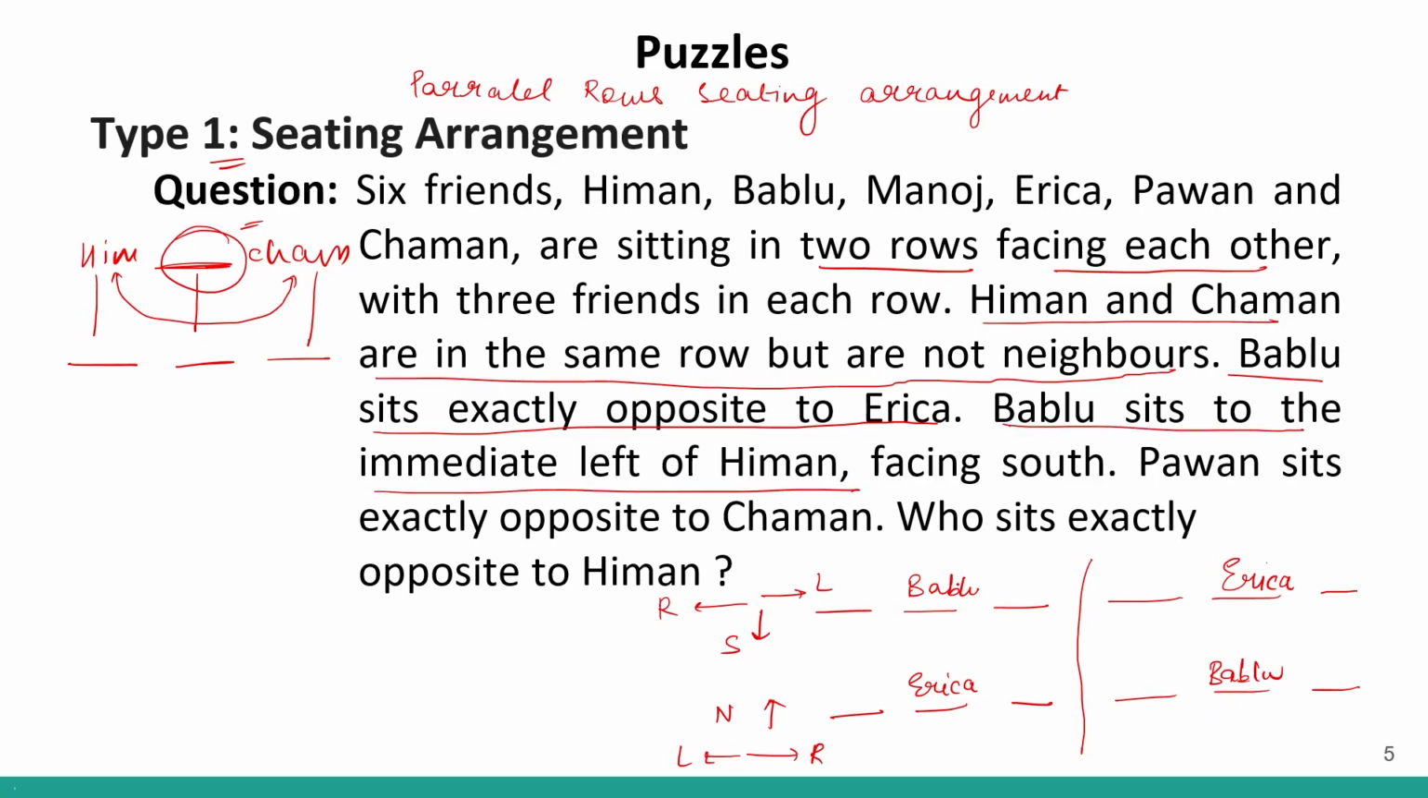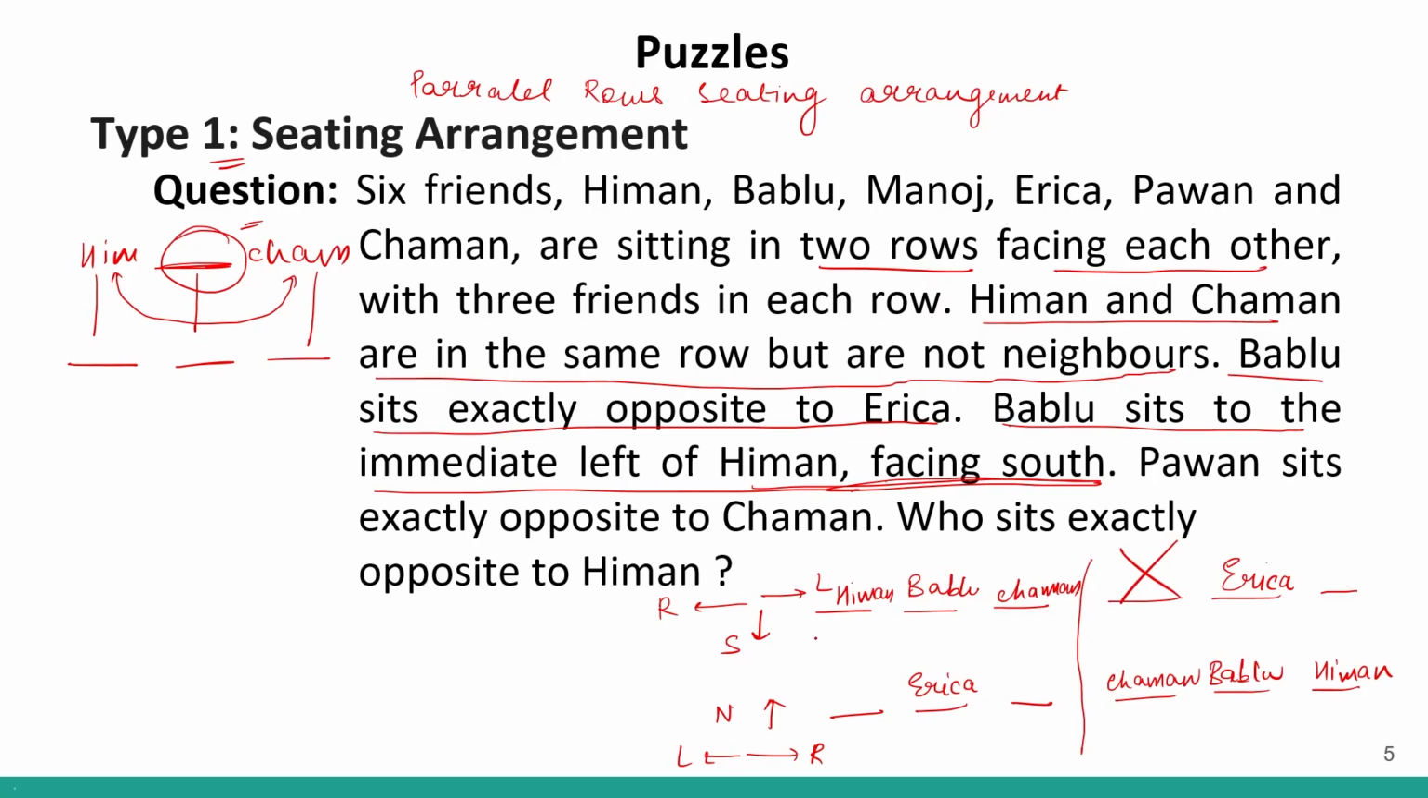It is given to us Bablu sits to the immediate left of Himan. So Bablu is to the immediate left of Himan. That means Himan will be over here in the first case. And in this case, Bablu is to the immediate left, Himan will be here. So if Himan is over here, automatically we will get Chaman at this place. Now, Himan is facing south. That means Himan will be sitting at the top row. This is wrong. This possibility is wrong.